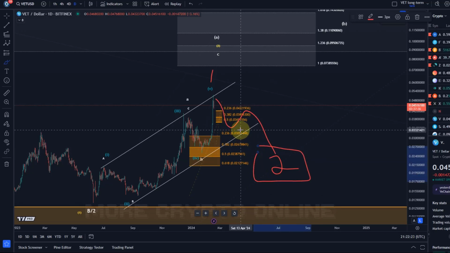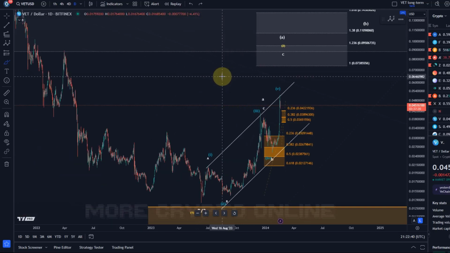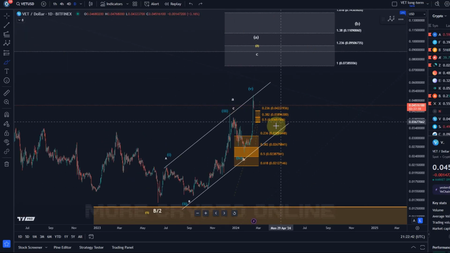So in terms of that, we need some further clarity, either through a break below support, which is defined on the chart, micro support, or with a break above the ascending trend line, the upper boundary line of that ascending channel, to suggest we're heading towards the 7.38 cent level. But certainly nothing bearish here at the moment in the short term. 5-wave move up, looking okay so far.